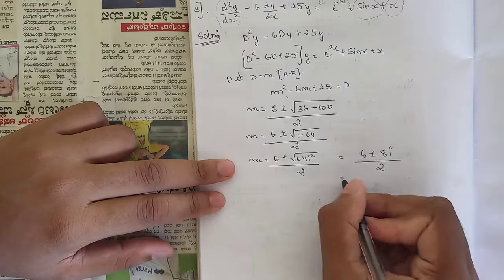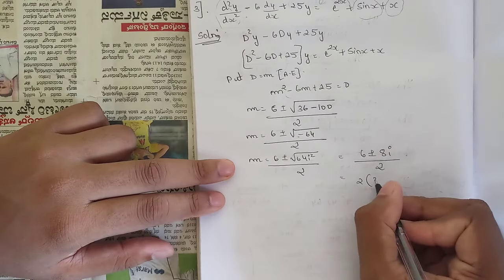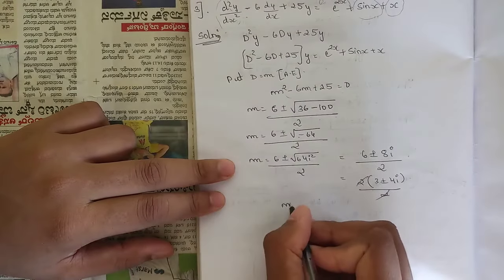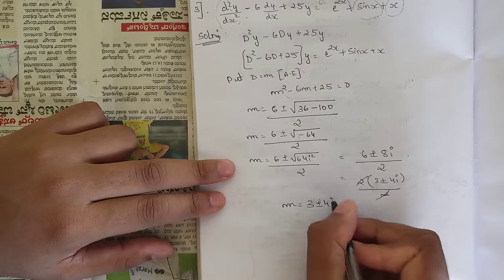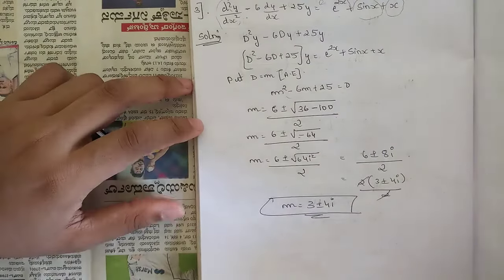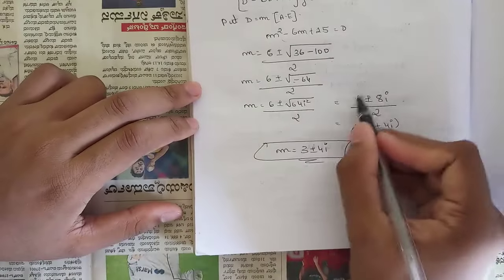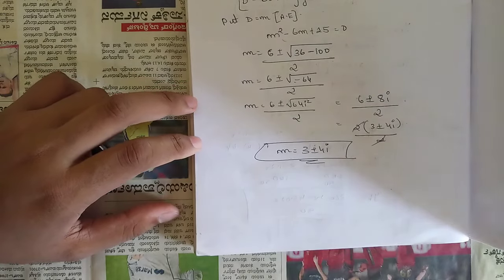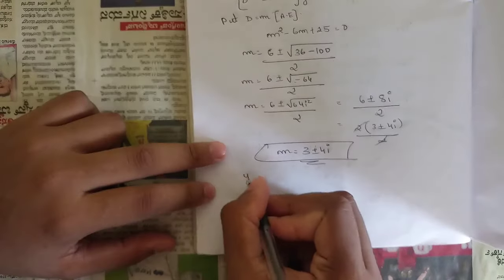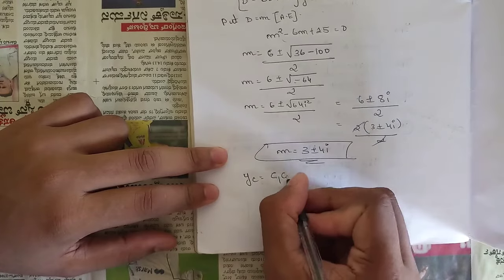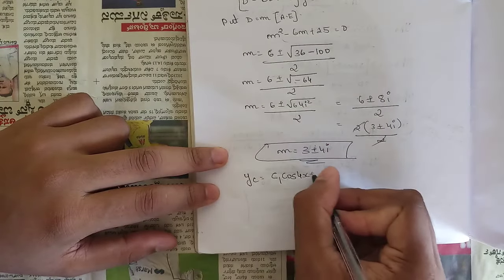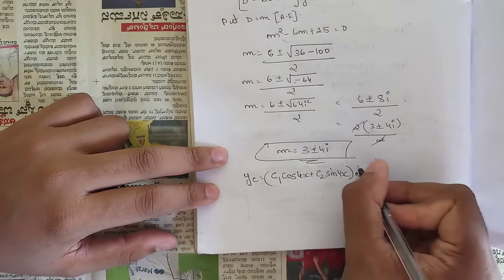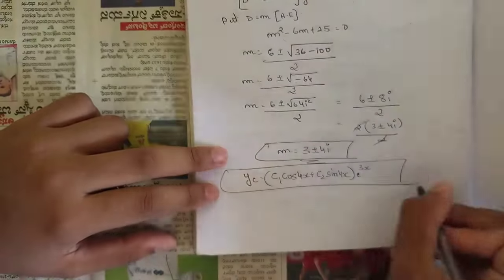Okay. So here in the numerator we can take 2 common. It will be 3 plus or minus 4i by 2. So our required root is 3 plus or minus 4i. Here I have taken 2 common in the numerator so that I can cancel the denominator 2. So now our complementary function is e^(3x) times (C1 cos 4x plus C2 sin 4x), where beta is 4 and alpha is 3. So this is your complementary function.